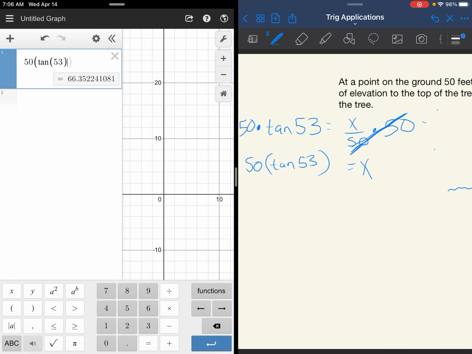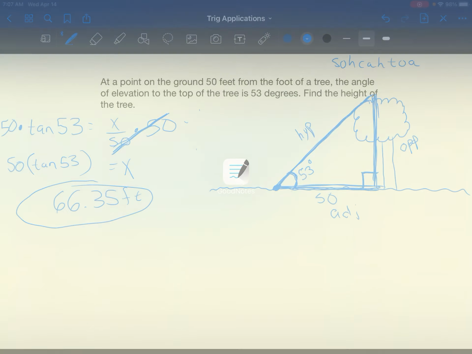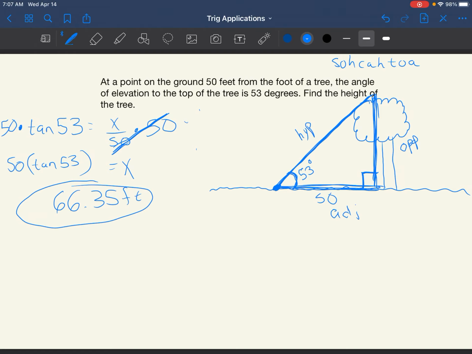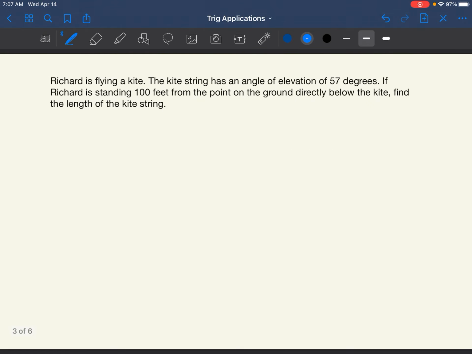So we have what? 66.35. And that will be your answer. I'll round it off at 2 decimal places. So my answer is going to be 66.35 feet. That's how high the tree is. That's how tall the tree is. 66.35 feet. Okay, that's our second problem. And go ahead and move on to the third problem.